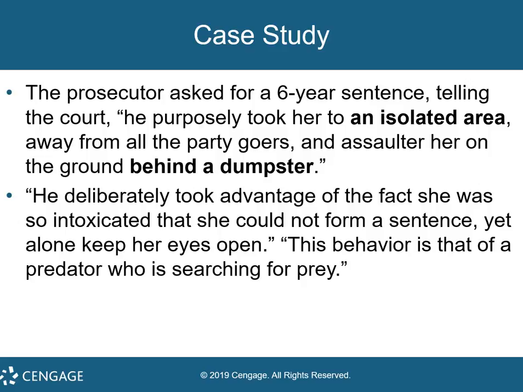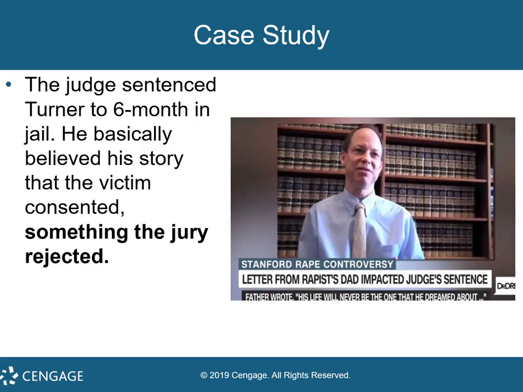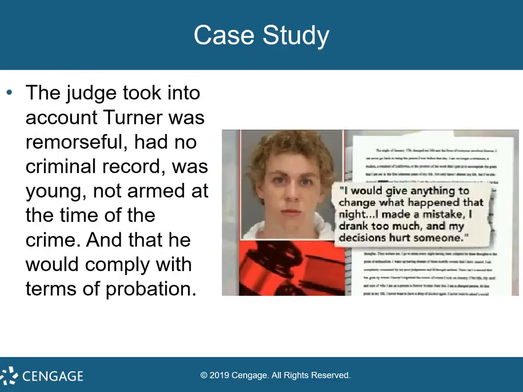And this type of behavior is someone that is not your average criminal, but more of a predator, if you will. At the end of the day, even though the prosecutor asked for a 6-year sentence, the judge ended up sentencing Turner to 6 months in jail. He basically believed Turner's story that initially the victim consented. But this was something that the jury actually rejected, which makes it even more interesting. So the judge kind of went over and above the jury.